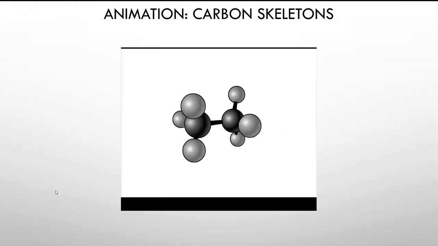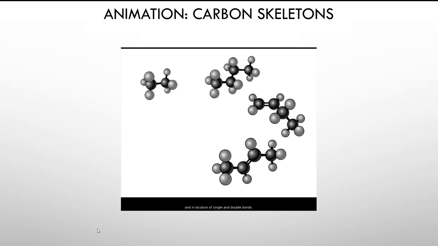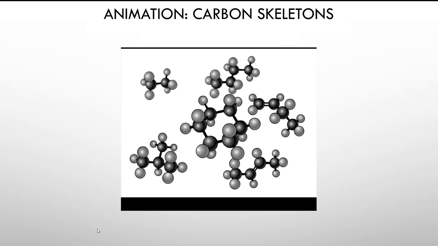So let's start out with an animation. We're going to learn about carbon and carbon skeletons. The carbon backbones of organic molecules may vary in length and in location of single and double bonds. Molecules may be straight or branched and may even contain rings of atoms.